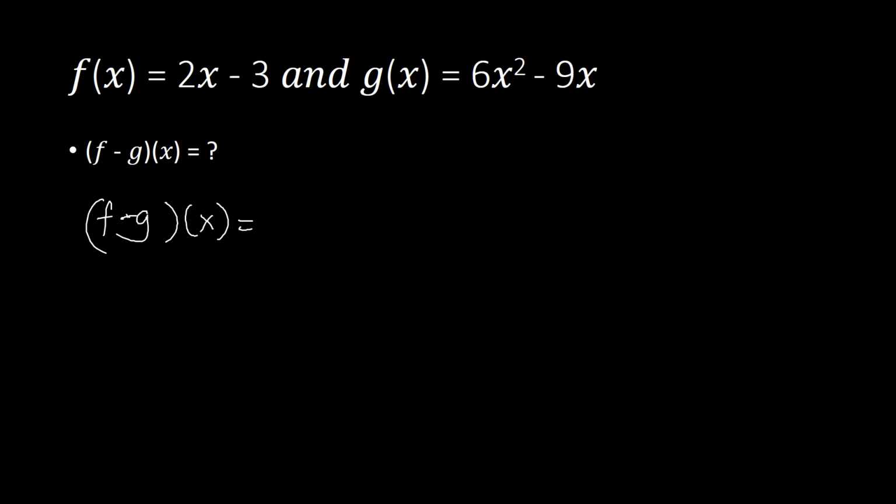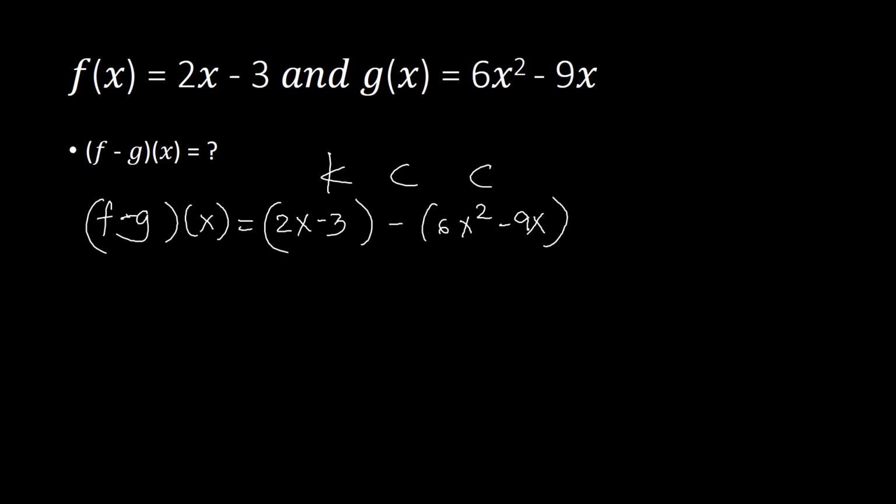So we are subtracting the two functions, starting off with f of x, 2x minus 3, minus the g of x, which is 6x squared minus 9x. Again, we do KCC for subtraction. We keep our 2x minus 3, change minus to a plus, change all the signs that we can see to its opposite. Positive 6x squared will become negative 6x squared. Minus 9x will become plus 9x. Then we do our rearranging.